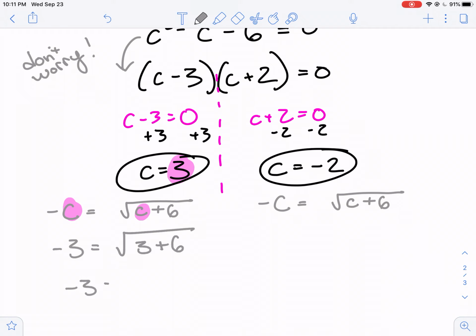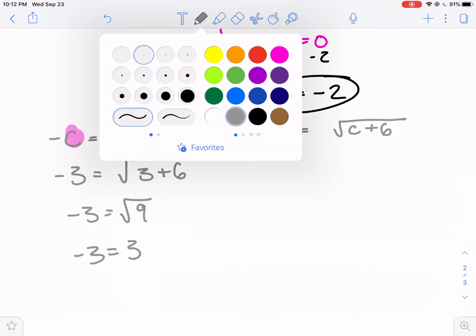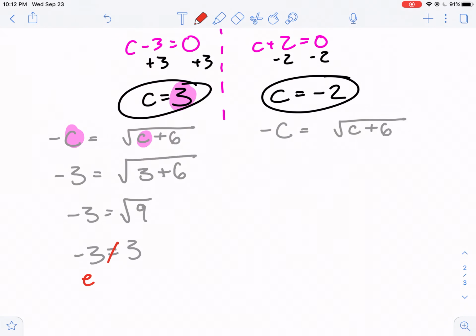Is it true that negative 3 equals the square root of 3 plus 6? Well, is negative 3 equal to the square root of 9? No, because it needs to be positive, right? Because the square root of 9 is 3. Yuck. So we call this guy extraneous because this is not equal. And we say, nope, sorry, you're not real. We're not going to include you in our answer.